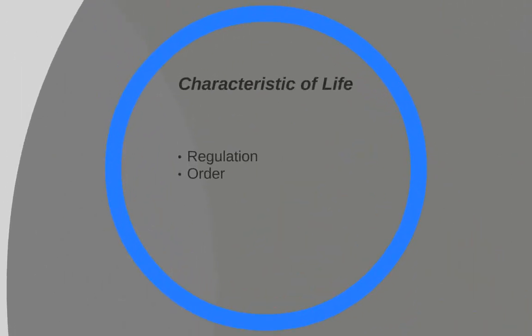Islet cells show regulation because the blood sugar level is monitored and insulin or glucagon is secreted to lower or raise the blood sugar level depending on whether it is low or high. The islet cells help regulate the blood sugar. Islet cells show order because they are arranged in a very specific way. They live in clusters of cells. We will come back to that later.